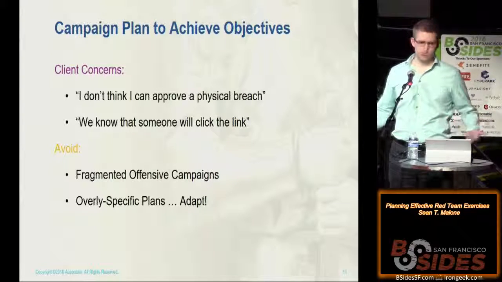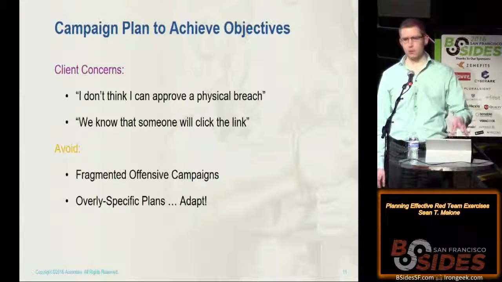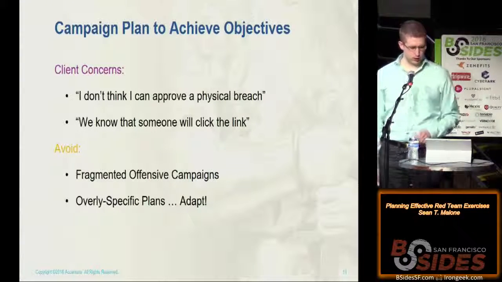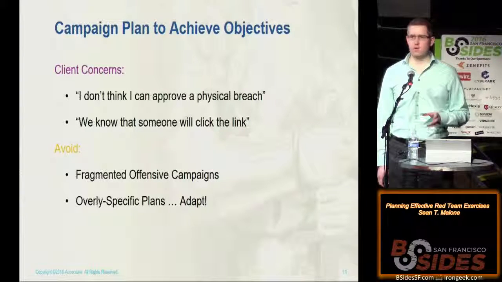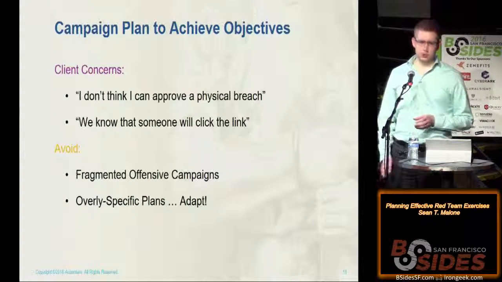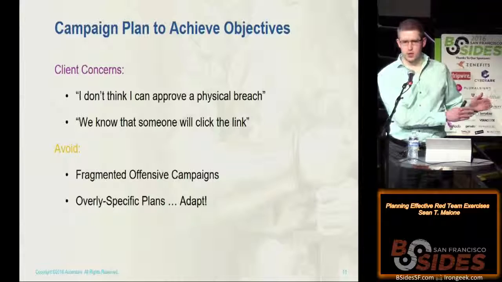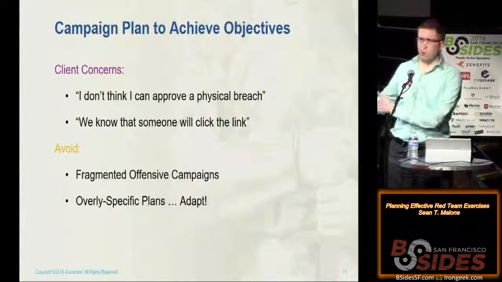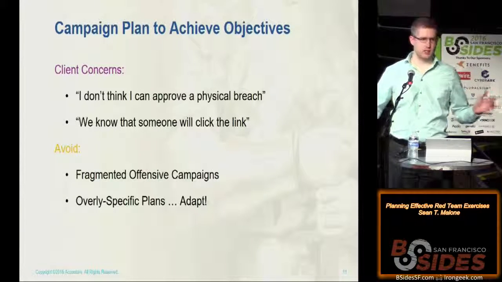We know there's always someone who's going to click the link. We're looking at the compensating controls at a technical and procedural level with the assumption that someone will click the link. We want to avoid fragmented offensive campaigns. This means that we're not looking at this as first an external assessment, then an internal assessment, then a spear phishing assessment, then a wireless assessment.